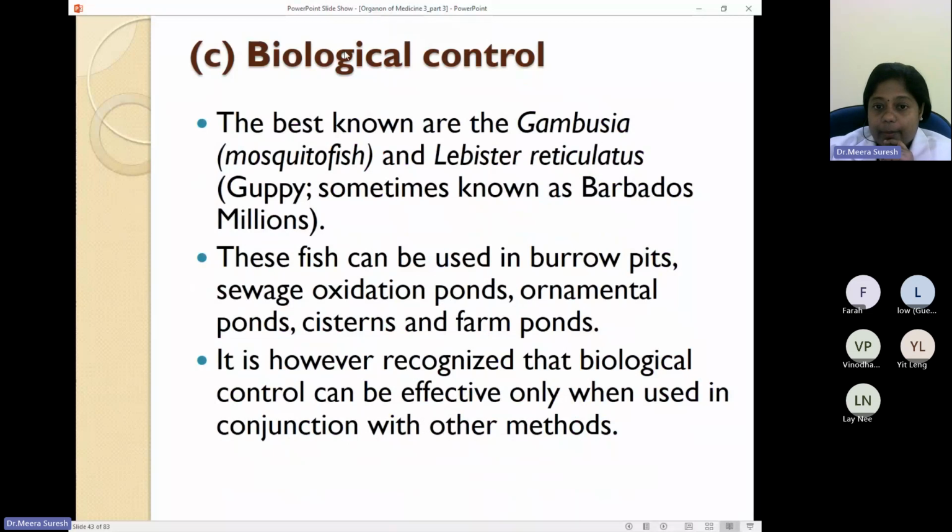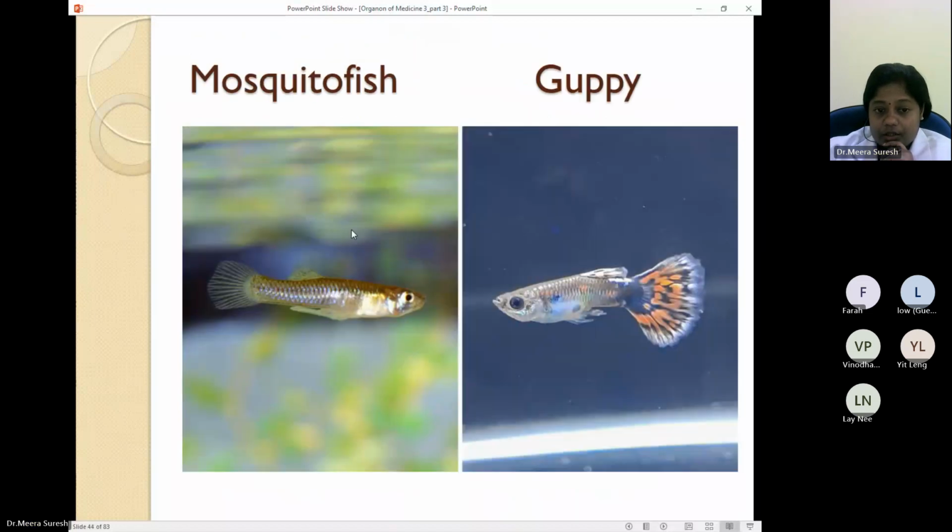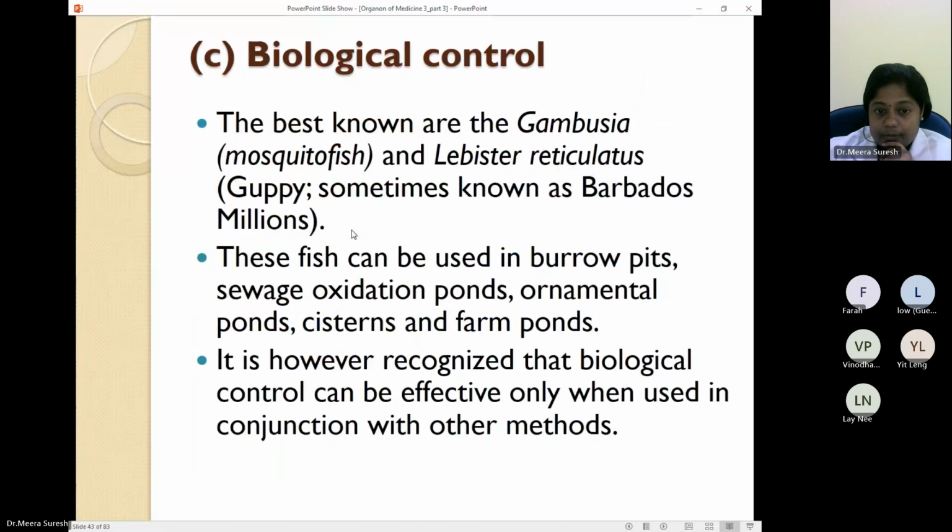And going to larval control, the biological control, which we already mentioned: the Gambusia, the mosquito fish, or Lebistes reticulatus, or guppy, can be used for the biological control of larvae. These are the fishes. So these fishes can be used in burrow pits, sewage oxidation ponds. What are sewage oxidation ponds? We will be studying that in coming chapters. Also the ornamental pond, cistern, farm ponds, etc. So wherever there is a water accumulation, we can use it.